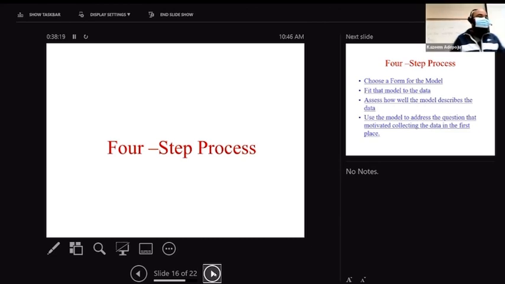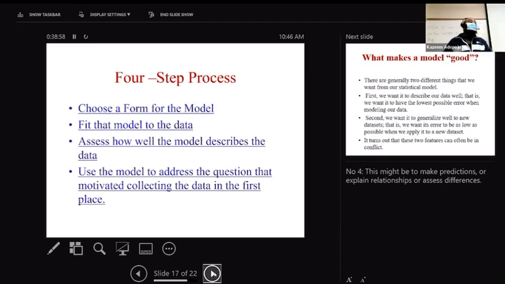Okay. Now, the 4-step process. You know what I want to walk you through now? Now you understand the components of models. Models have variables, right? You know the different types of variable we have, right? And you know their nature. But the next thing we want to do, if we want to conduct a statistical analysis on a data set using a model, then we have a 4-step process that we're actually going to follow. Number one, we need to choose a form for the model.